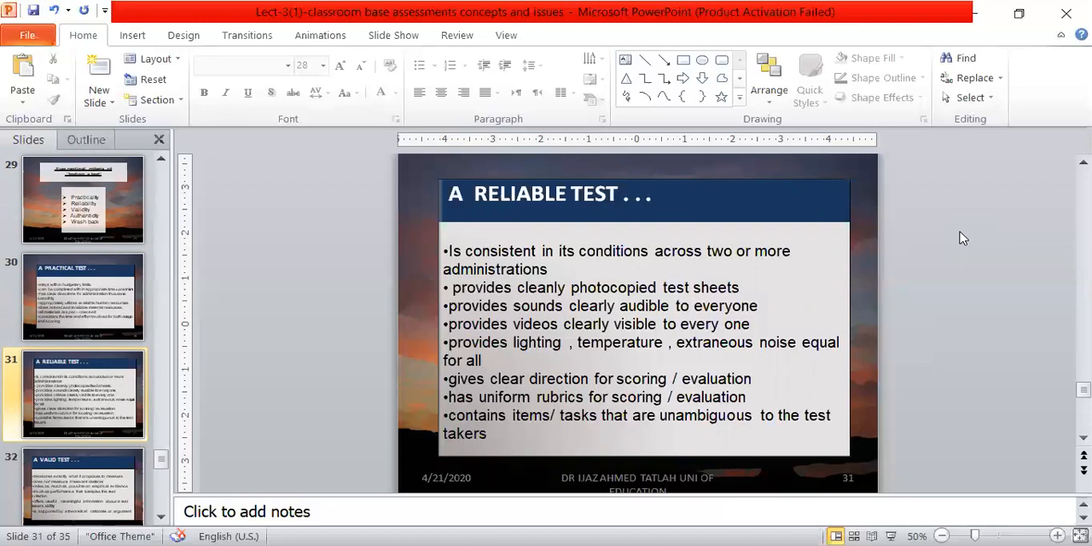Reliability. As you know, the nature of reliability is a test will be known as a reliable test if it is administered anywhere, anytime. It yields similar results.